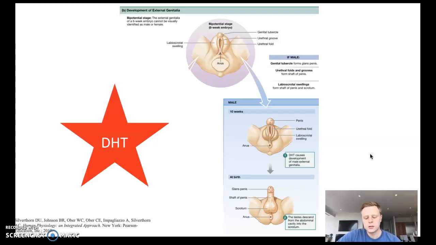Here, we see the male external genitalia and its development, which is primarily due to the presence of DHT. When DHT is present, it causes the genital tubercle, urethral groove, urethral fold, and labioscrotal swelling to all form their specific male external genitalia. The genital tubercle leads to the formation of the glans penis. The urethral folds and grooves form the shaft of the penis, and the labioscrotal swellings help to form the shaft of the penis and the scrotum.